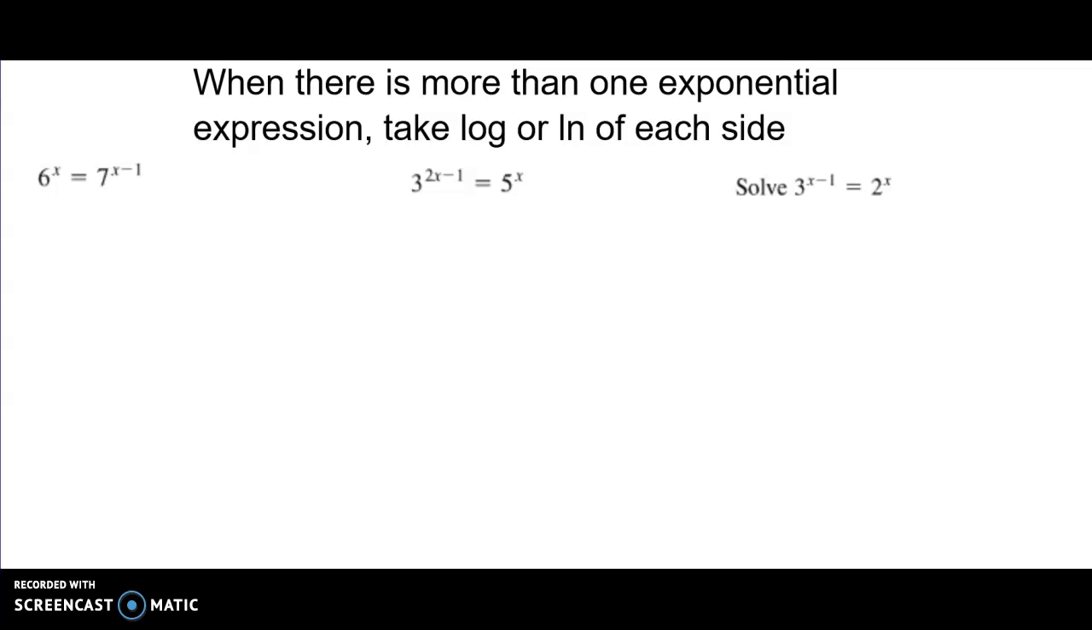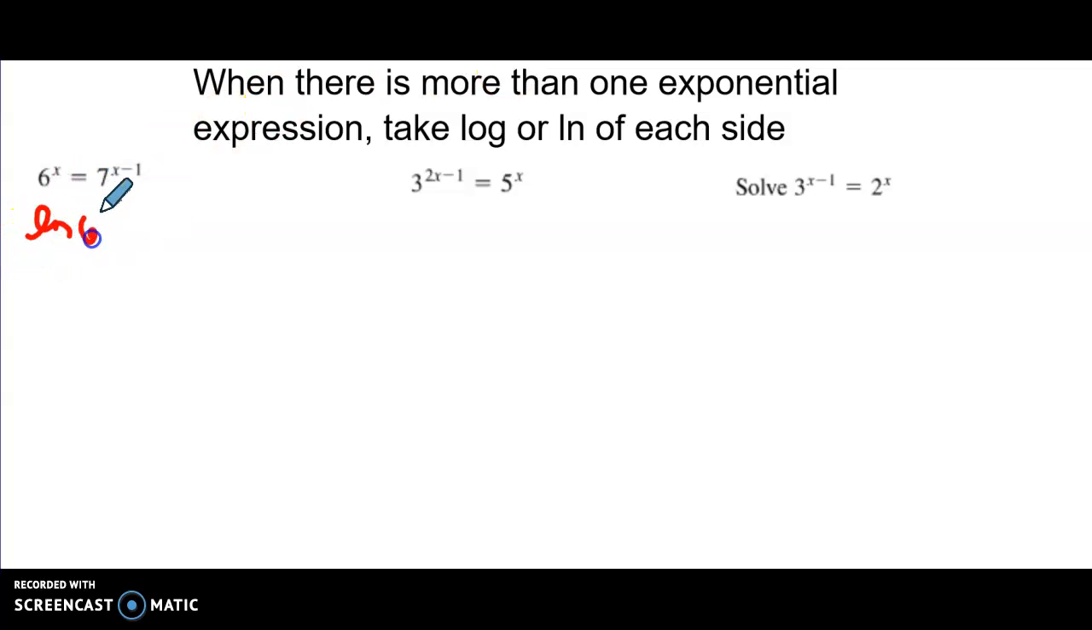Okay, so when there are more than one exponential expressions, then you do have to take the log or natural log of each side. You don't have the option of rewriting it as an exponent because the x's are in two different places, more than one exponential expression. So I have no choice this time.